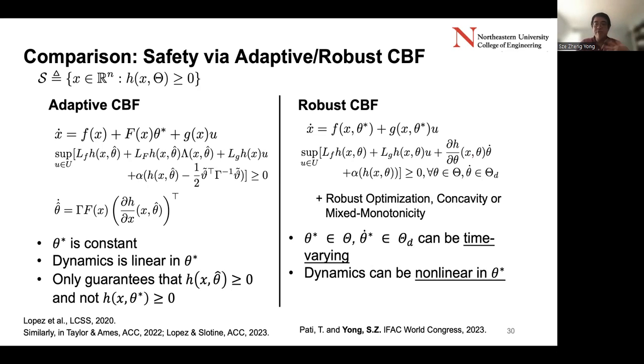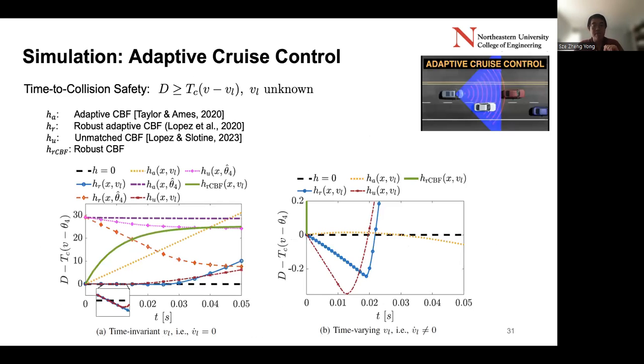In our case, we proposed this robust CBF method. Specifically, I mentioned using mixed monotonicity, but we have other methods to deal with them as well. We can guarantee that it is robustly safe for all possible values of the data that we estimated, and that's guaranteed to include the true parameters. So we are guaranteed to be robustly safe, whereas adaptive CBF is not guaranteed to be robustly safe.